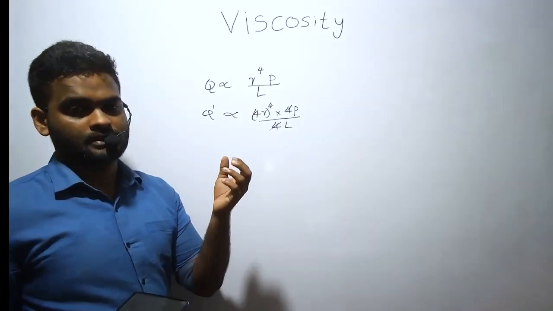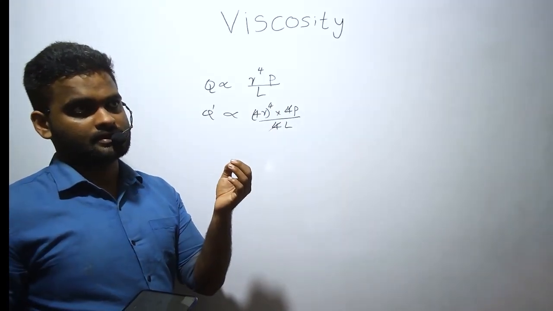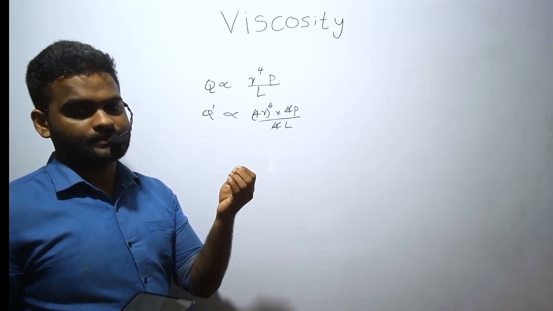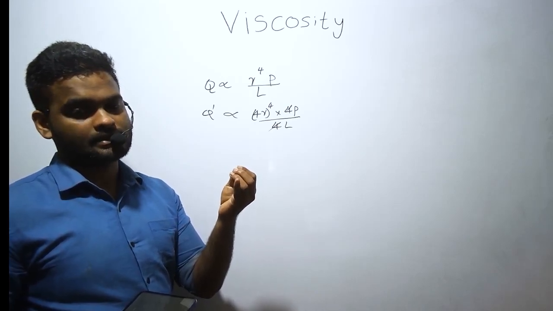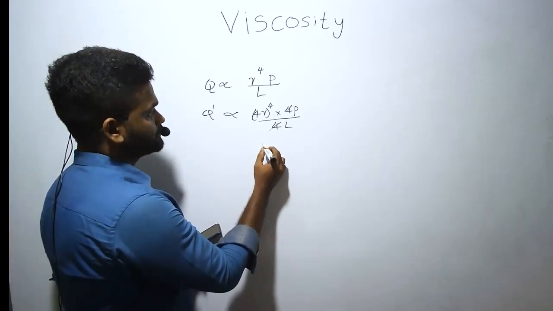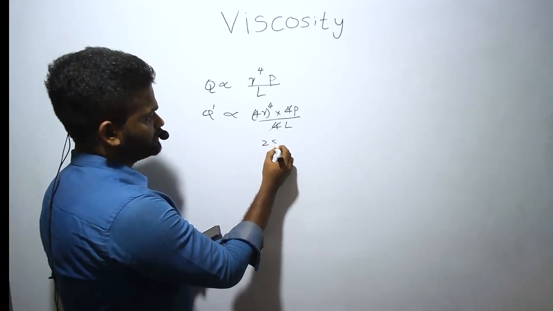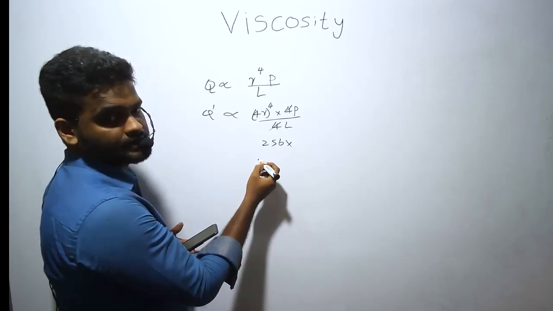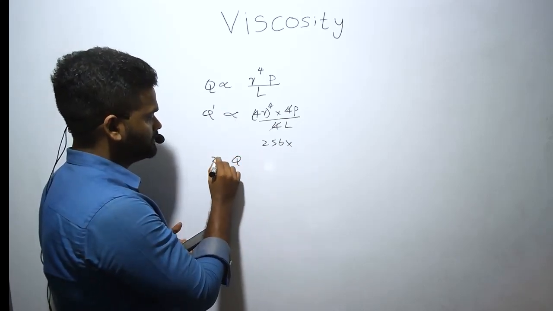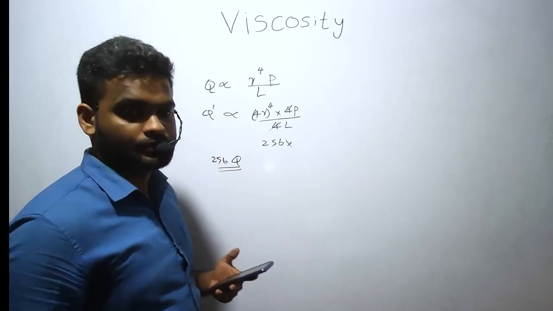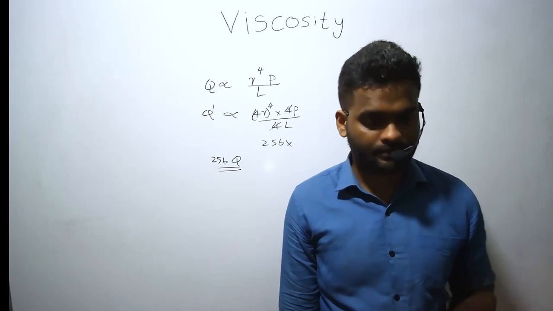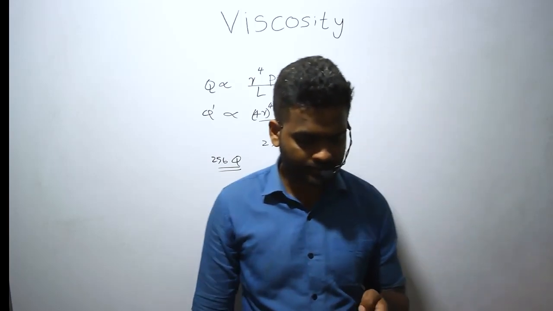What's the value? 16. 16 times 4. 64. 64 times 4. What is that? 256, right? So this factor is 256. Meaning when you divide it, you get 256 Q. So the fourth one is the answer. Yeah, correct. So you get that, right?